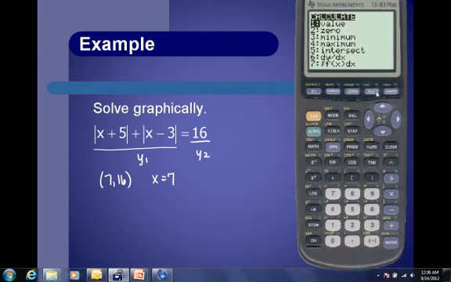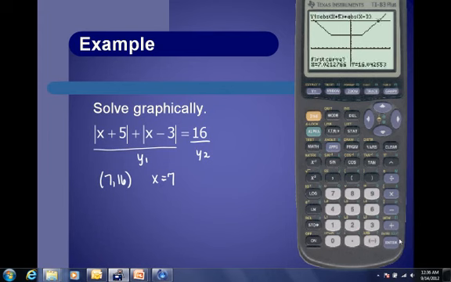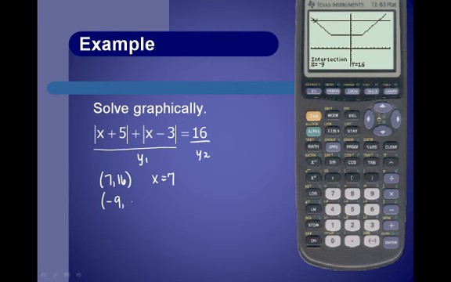Second trace, which is calculate, number 5, enter for the first curve, enter for the second curve, but remember on the guess, we want to guess closest to the point that we're looking for, so we're going to move our cursor and put it on the other intersection, which would give us negative 9. So the other intersection is negative 9, 16, which means that the other solution is negative 9. So our answer for this problem would be x is equal to 7 and x is equal to negative 9.